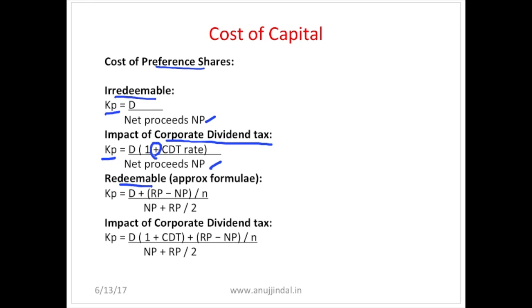When you're talking about redeemable, the approximate formula is Kp equal to D, the dividend, plus (RP minus NP) divided by N, the number of years, the entire thing divided by (NP plus RP) divided by 2. It is the same as in the cost of debt formula. The impact of corporate dividend tax rate in case of redeemable preference shares is Kp = D(1 plus CDT). So you just add 1 plus CDT, or corporate dividend tax rate, and the entire formula remains the same.